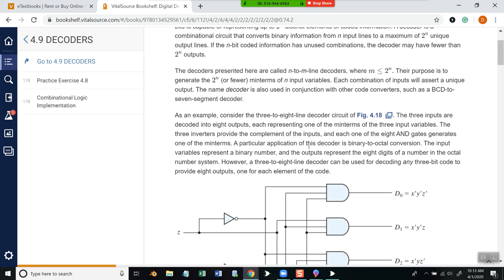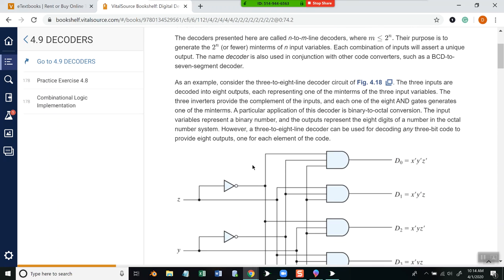A particular application of a decoder is binary to octal conversion. The input variables represent a binary number, and the outputs represent the 8 digits of a number in the octal number system. However, a 3 to 8 line decoder can be used for decoding a 3-bit code to provide 8 outputs, one for each element of the code.